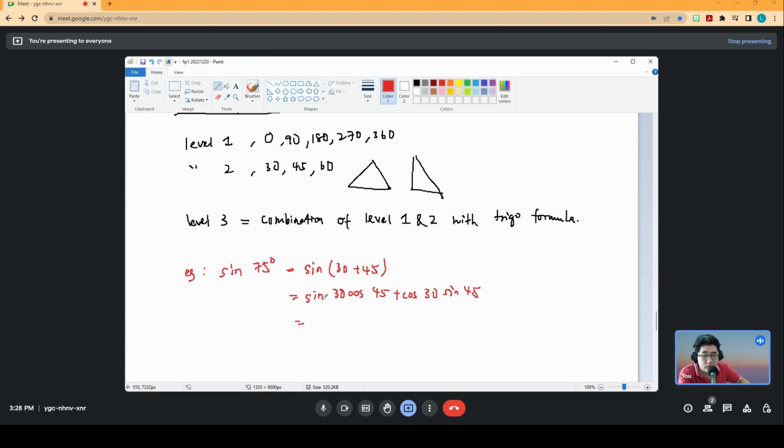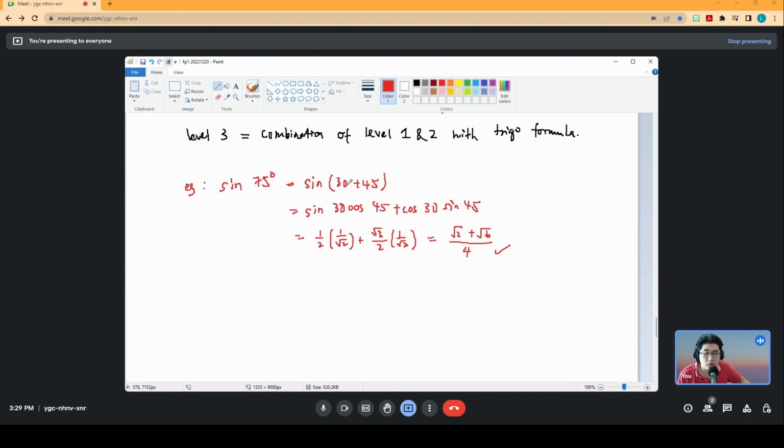And of course, you are expected to remember level 1, level 2. Sine of 30 degree is 1 over 2. Cos of 45 is 1 over square root 2. Cos of 30 degree is square root 3 over 2. And sine of 45 degree is 1 over square root 2. Therefore we have square root 2 plus square root 6 over 4 as your answer, after you simplify everything. So this one, you can see that we are using the A plus B formula.